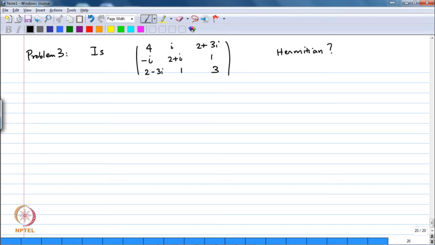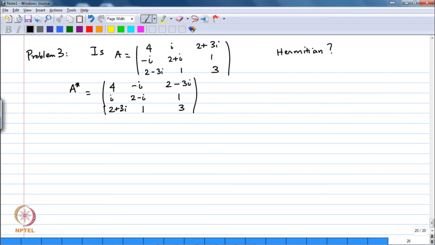Okay, so if you call this A equal to this, then A star is equal to 4 minus I. You take the complex conjugate of I, which is minus I; the complex conjugate of 2 plus 3 I is 2 minus 3 I; the complex conjugate of minus I is I; this is 2 minus I, 1, 2 plus 3 I, 1, 3. So, the complex conjugate of a real number is just itself.